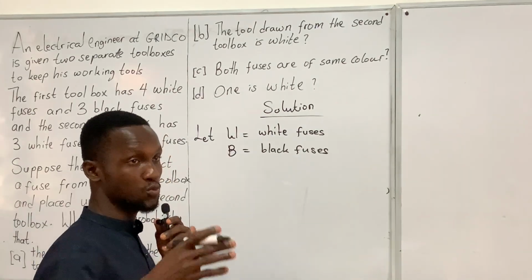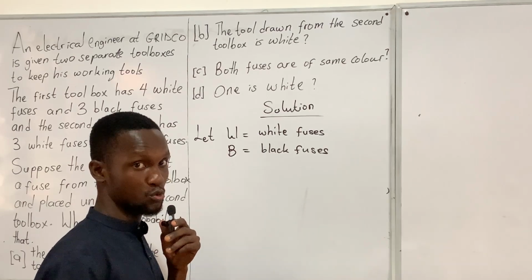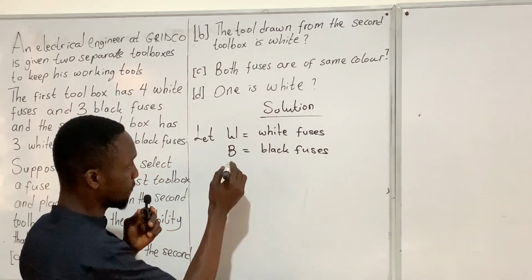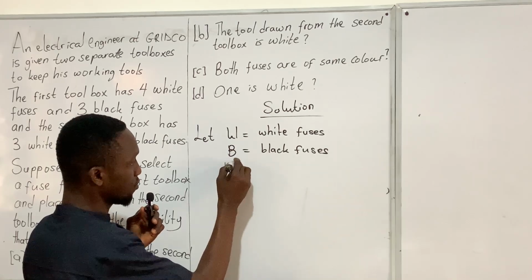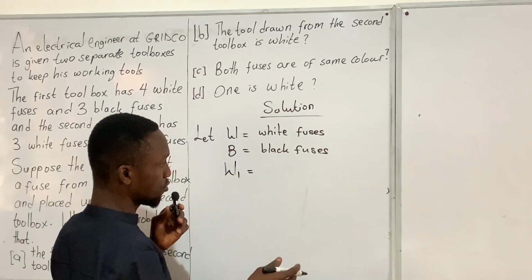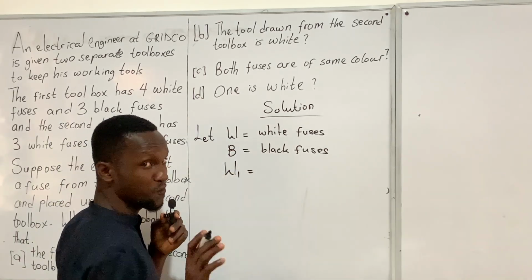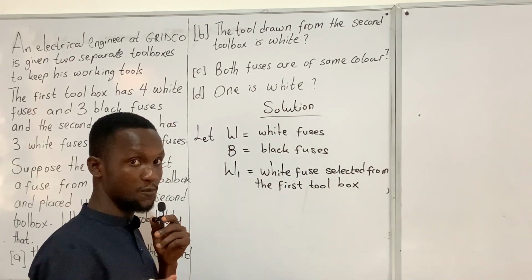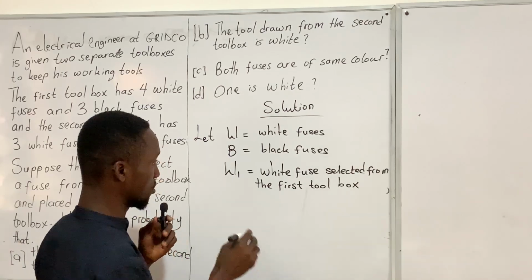So now let's use 1 and 2 to represent the first toolbox and the second toolbox, respectively. So we have W1 to be equal to a white fuse selected from the first toolbox. Then let B1 be a black fuse selected from the first toolbox.